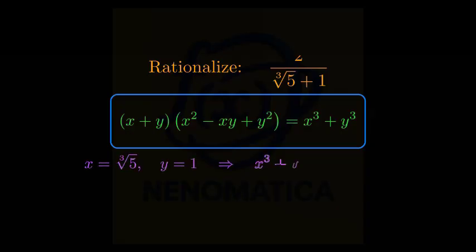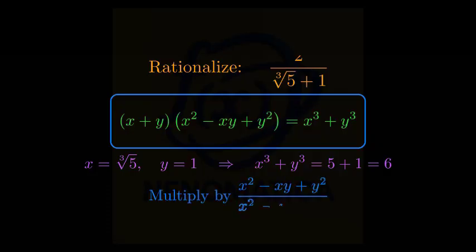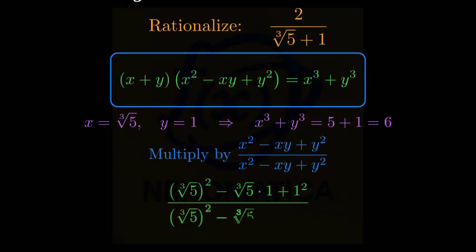In our problem, let x be the cube root of 5, and let y be 1. Then x³ + y³ becomes 5 plus 1, which equals 6. To eliminate the cube roots in the denominator, multiply numerator and denominator by the companion expression x² − xy + y². That guarantees the denominator becomes x³ + y³.